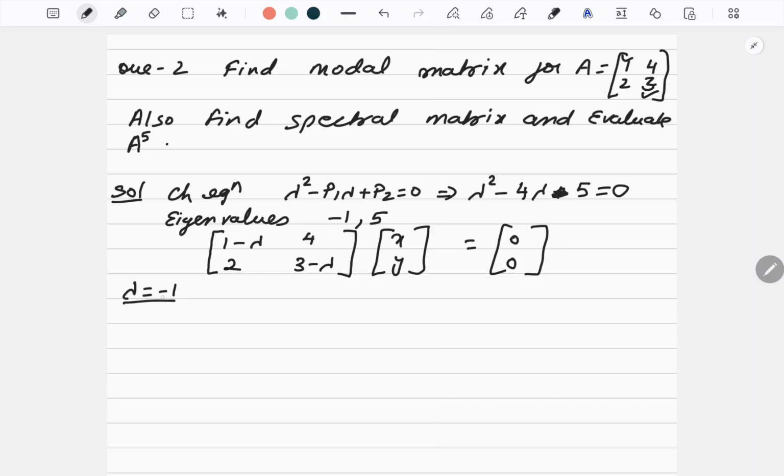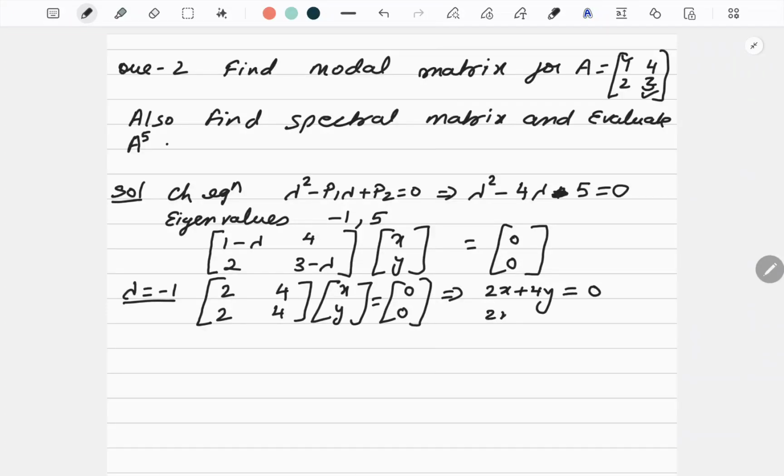So first let me do for lambda is equal to minus 1. When I am doing for lambda is equal to minus 1, 1 minus of minus 1 will become 2, 4, 2, 3 minus of minus 1 is 4. See, again both the rows are same. So times x y is equal to 0 0. Implies 2x plus 4y is equal to 0. So 2x is equal to minus 4y. So divide both sides by minus 4. So it will become x by minus 2 is equal to y by 1. So what will be your eigenvector? Eigenvector will be equal to minus 2 and 1. Correct? So I got my first eigenvector.